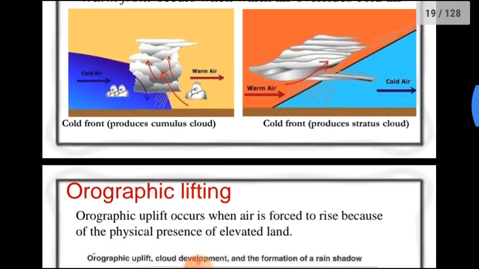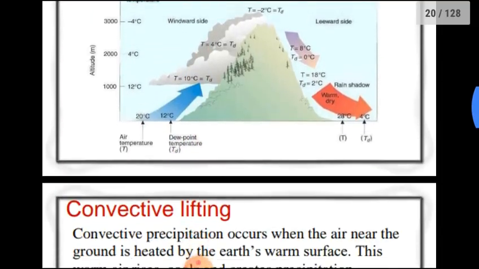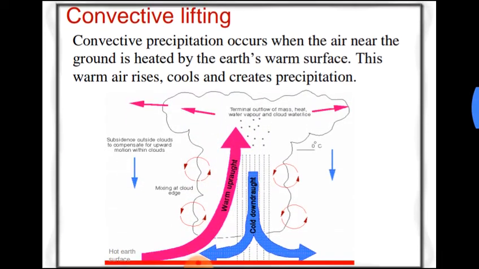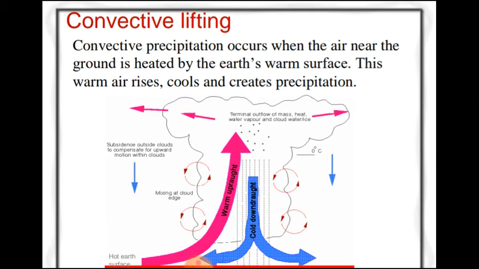The next form is convective lifting. We have the surface of the earth which may be warmer, and therefore the air in contact with the surface, because of high temperature, tends to rise. When this air rises, precipitation takes place.